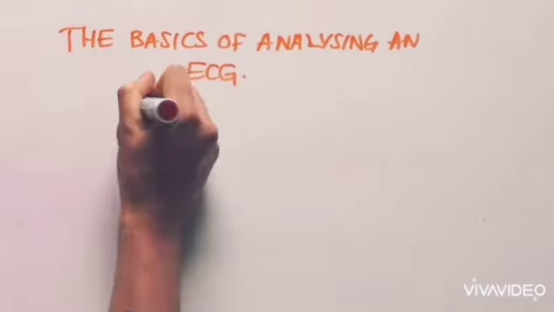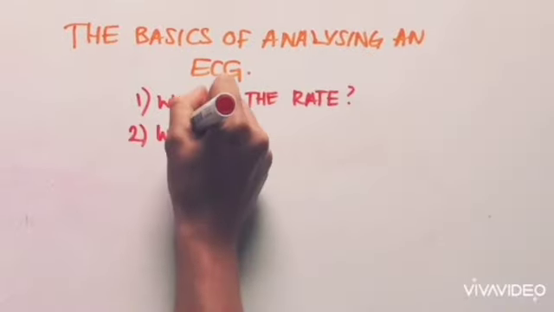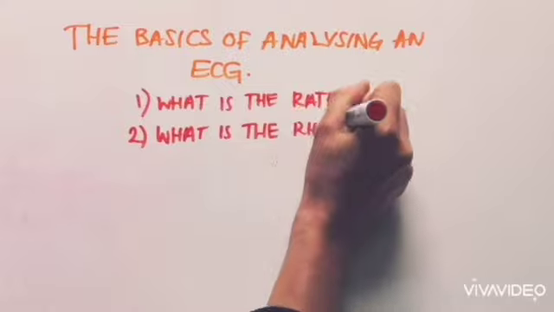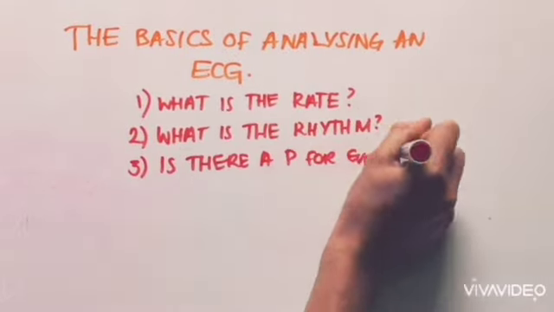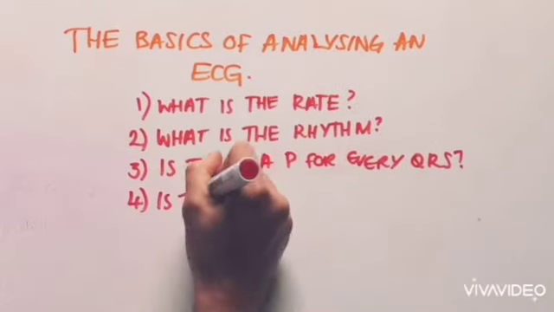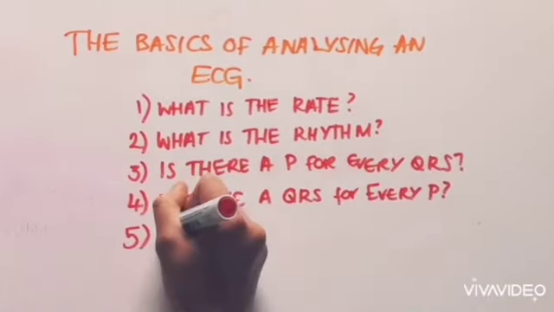So number one, what is the rate? Is it bradycardic or tachycardic? Number two, what is the rhythm? Number three, is there a P for every QRS? Number four, is there a QRS for every P? And number five, are these complexes related?